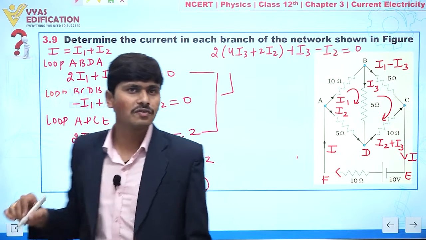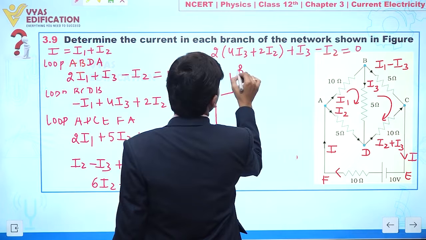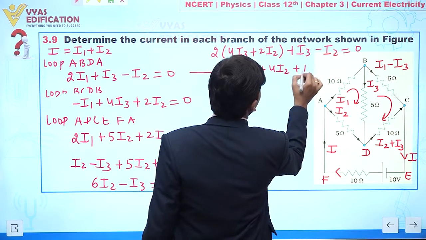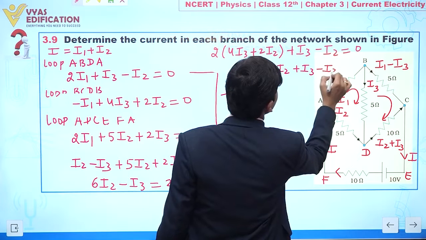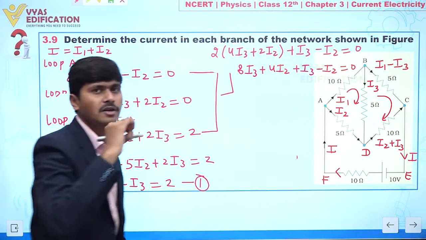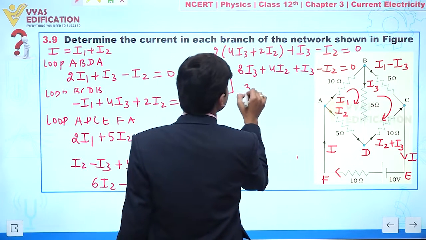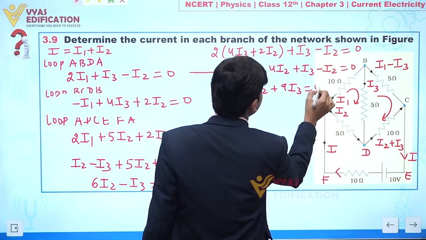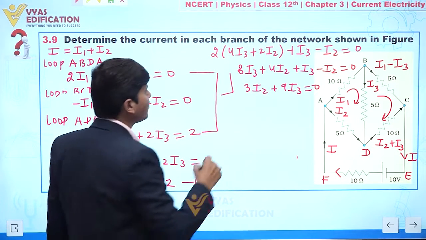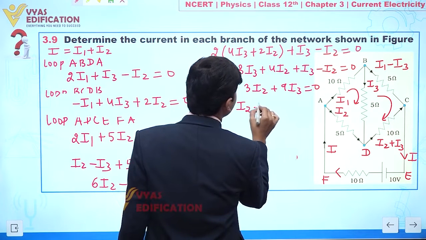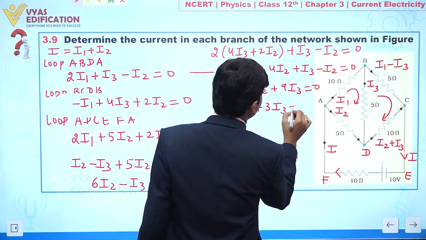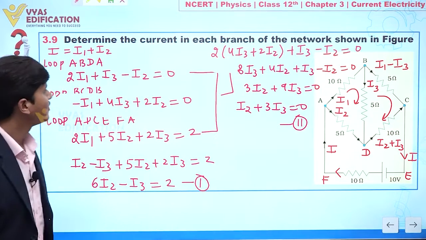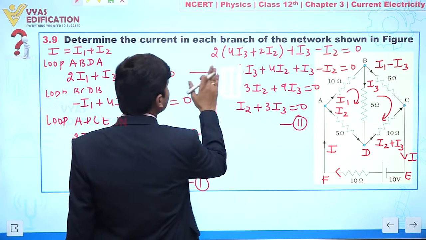Now solve it. I can say this is 8I3 plus 4I2 plus I3 minus I2 equal to 0. From here we can say this is 3I2 plus 9I3 equal to 0. So from here we can say I2 plus 3I3 should be equal to 0. Let's suppose I am giving this equation number 2. Clear to everyone?